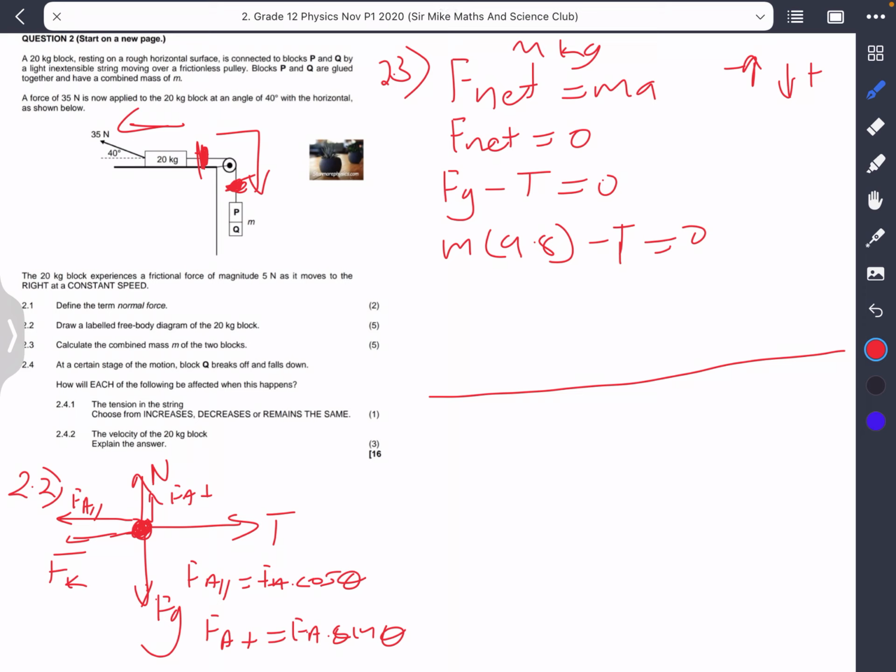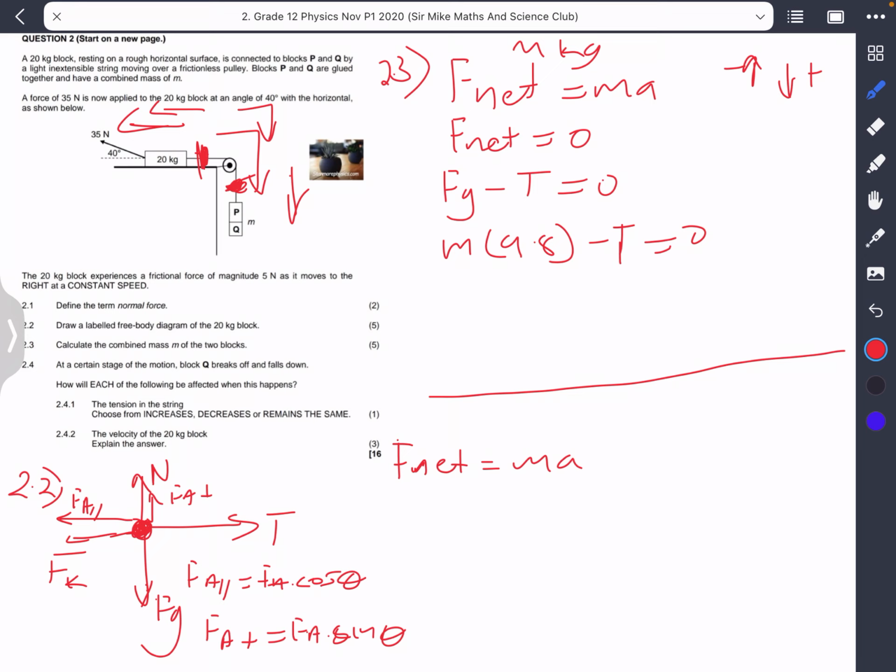So what I'm going to do is calculate that tension using that 20 kg block. I'm going to say F net is equal to ma. Now we know that our block is not accelerating. Remember, we took downwards as positive, so going downward would be positive. In this case, going in that direction would be negative, and going in that direction would be positive.